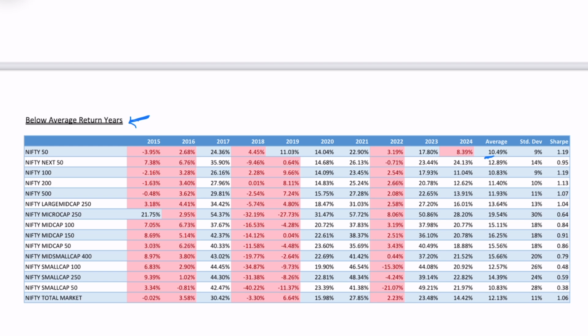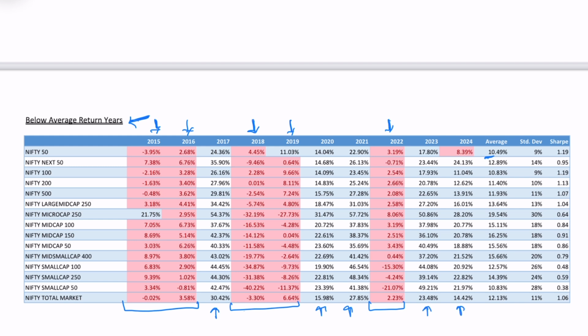So as you can see clearly here, most of the time in 2015, 16, 18, 19 and 2022, the returns are below average in these 5 years, and in the other years the returns are above average. In the beginning, 2015-16, there were 2 years with below average return. Then 2017 had high return. Then again 2 years with below average return. Then 2 years with good return, then 1 year again below average, and again 2 years above average.